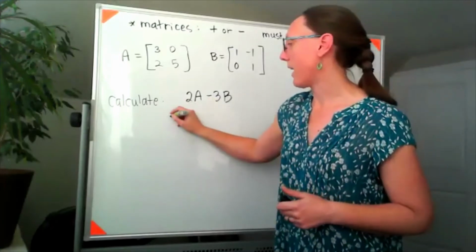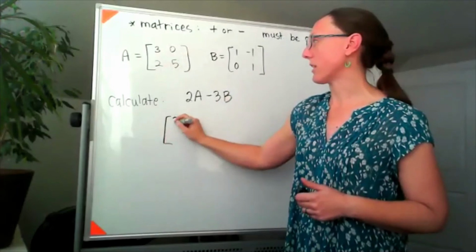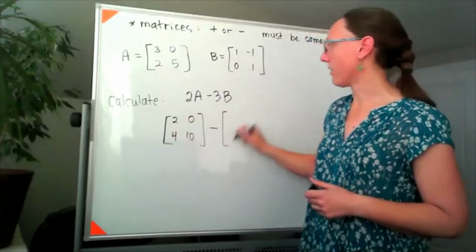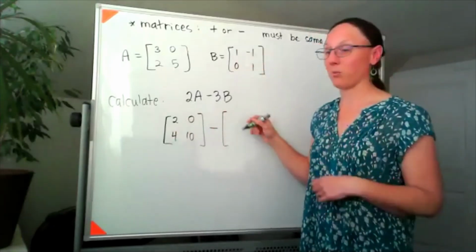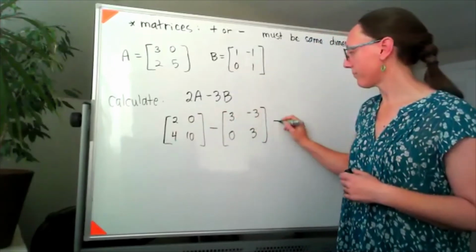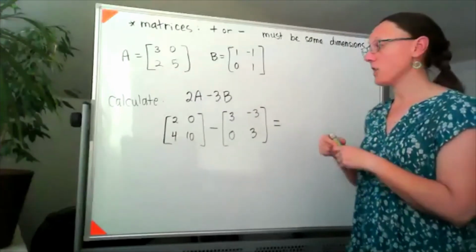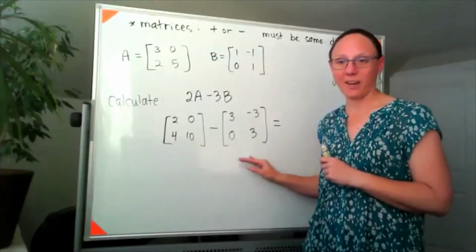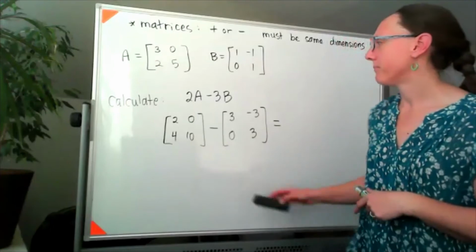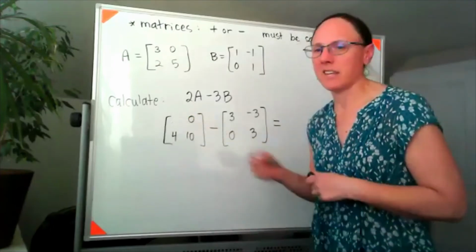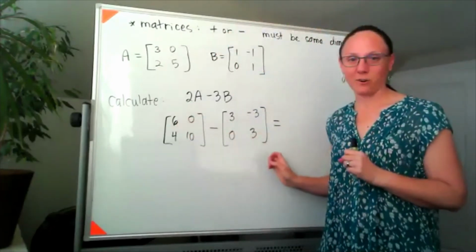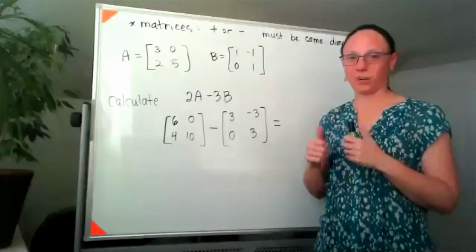So 2 times A, I'm going to multiply each of the entries of the matrix by 2. And then we're going to be subtracting off, multiplying each of the entries of B by 3. So I'll have 3, negative 3, 0, positive 3. And then when we do the subtraction, first of all, we should do a quick check. This is a 2 by 2 and this is a 2 by 2. And apparently I can't do arithmetic, because 3 times 2 is definitely 6. Thank you. So 2 by 2 minus a 2 by 2, we're good to go.